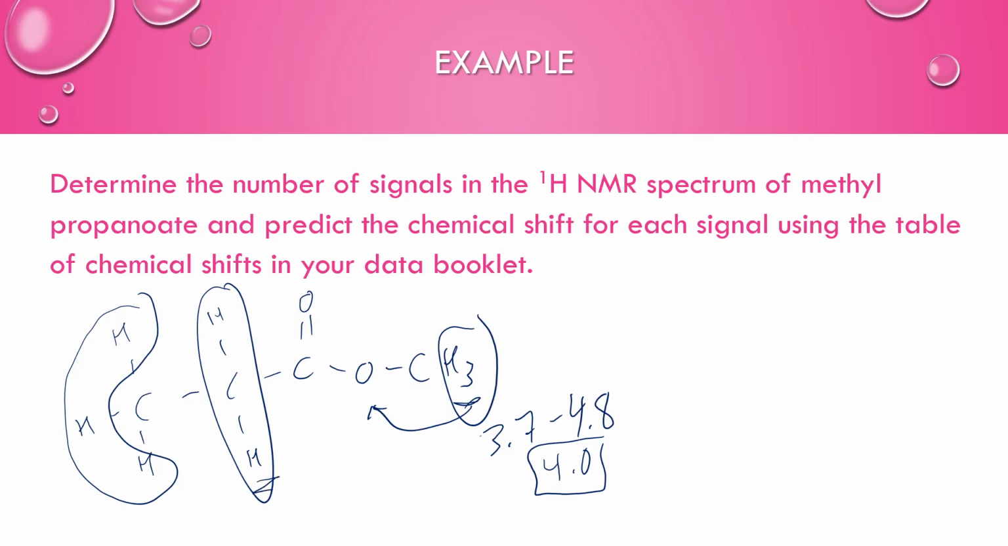The next one over, these middle hydrogens are next to C double bond O in the ester. So this falls on our data booklet in the 2 to 2.5 range. So maybe we say it's 2.2. You can pick any number in that range, though. And then the last one, the CH3, it's on the end of our chain. So it's going to be somewhere in the 0.9 to 1 range. So I'm just going to say it's 0.9. And so that's how you would predict the actual chemical shift.